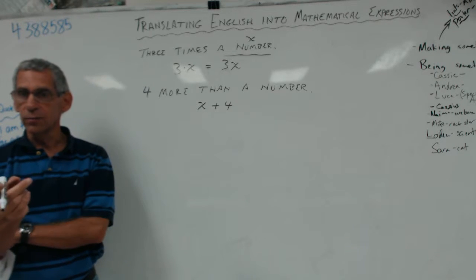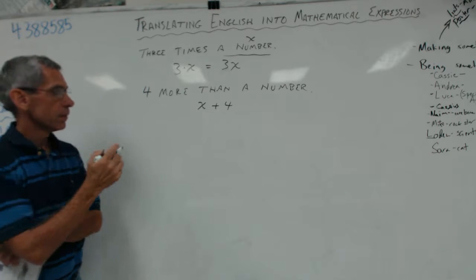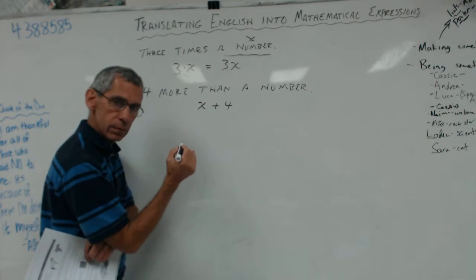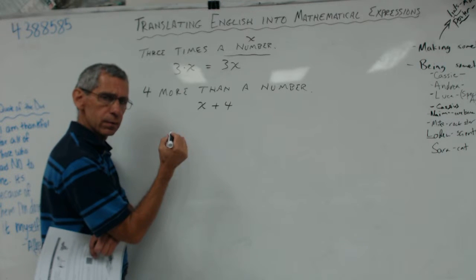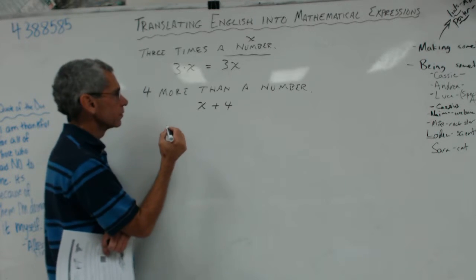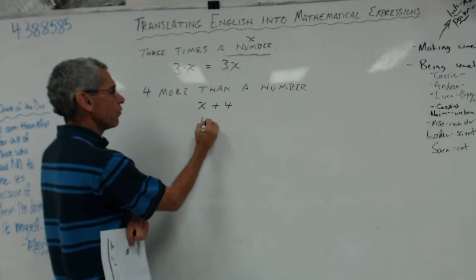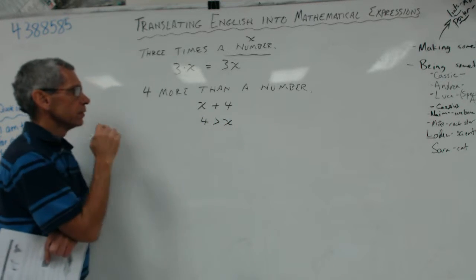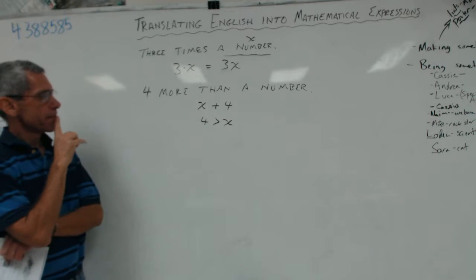Yes, Manu? Put 4, and then the arrow, the greater than sign, and then you put x. Oh, 4 more than x. Like that? Yes, the arrow, the alligator, the om-nom thing. I like that term.